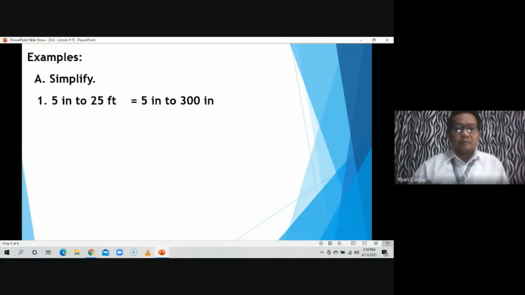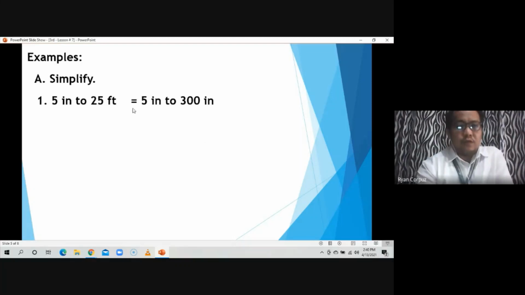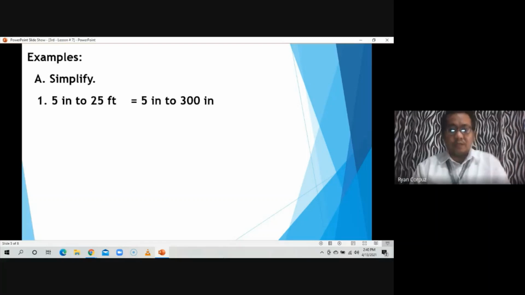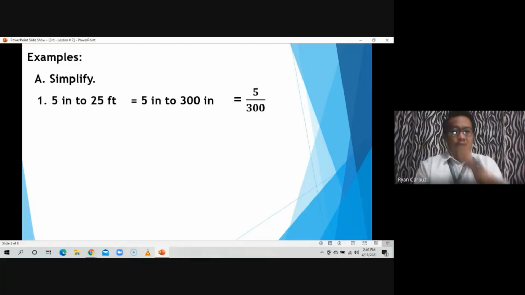So, gagawin natin is to transform it into an expression wherein their unit of measurements are the same. So we converted it in terms of inches. So basically, 25 feet, you convert it into inches, which is equal to 300 inches. So ito ngayon, pagbabasihan natin in simplifying it or getting the lowest term of it. So mas madali kasi i-simplify yan if we're going to write it in fraction form.